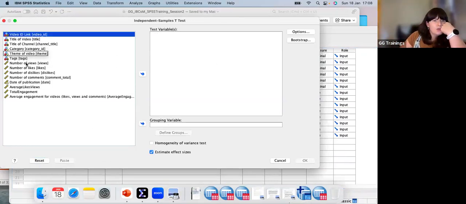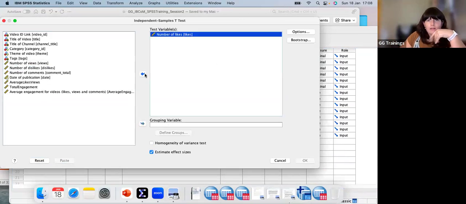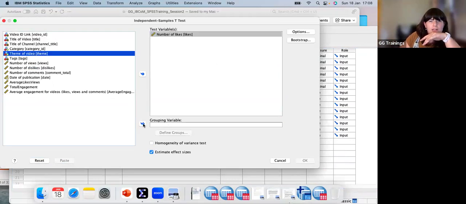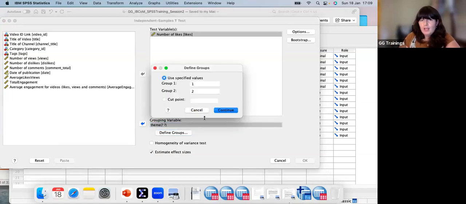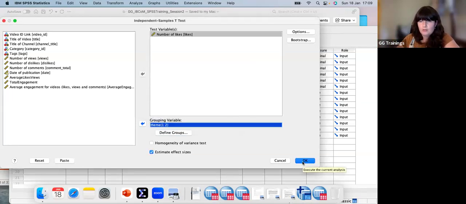Cool. So I'm still going to put likes in here. And if I go theme and I put it in grouping, okay, do you see how I can't click on OK? And that's because it's got question mark, question mark. So regardless, you do have to click on define groups to be able to move forward. And if your value labels are correct, they are group 1 and 2, and that is correct for whatever you're comparing, then great. Then you leave it as is and it's not a problem. And you click continue and then OK pops up and you're ready to go.